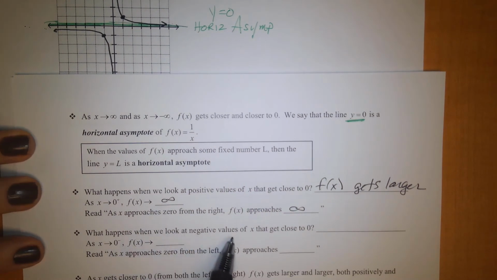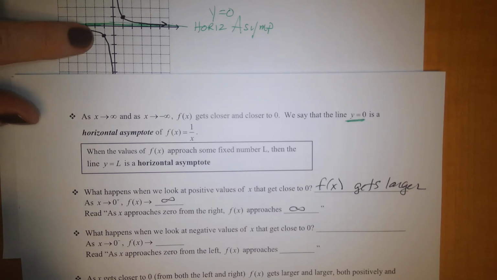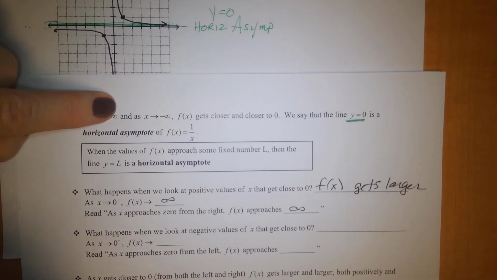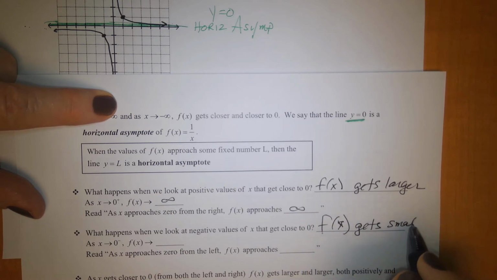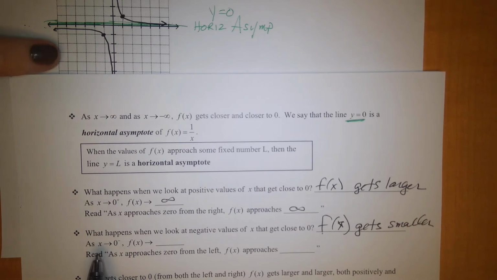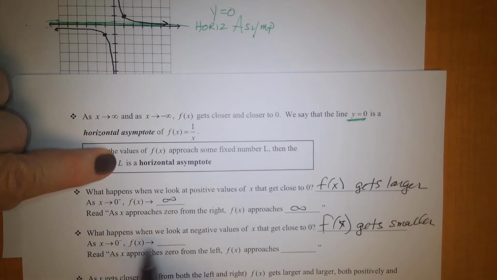Now what happens when we look at the negative values of x that get close to 0? So from the negative direction, as x gets closer and closer and closer to 0, what's happening to the value of y? It's going down to negative infinity. So f of x gets smaller. So as x approaches 0 from the negative direction, the value of y is really small, or in other words, it's approaching negative infinity.